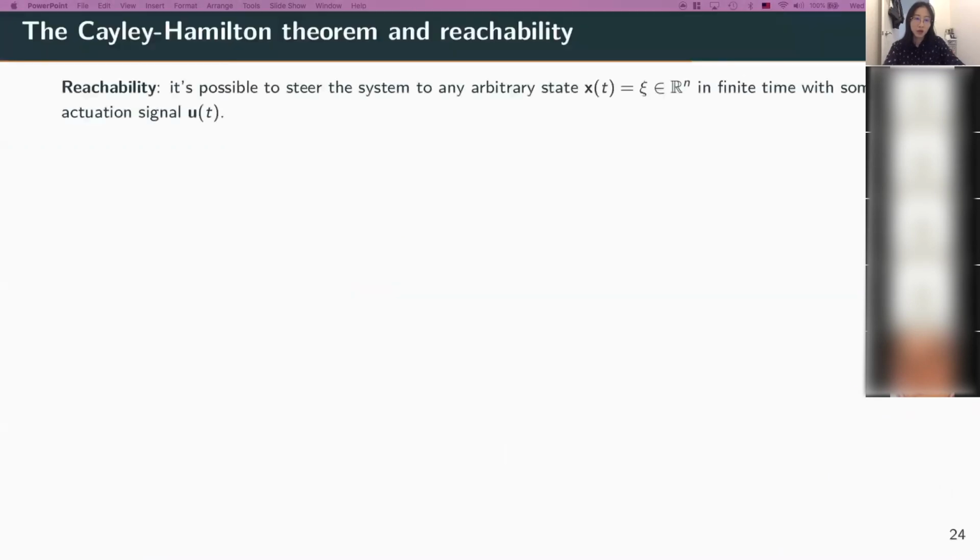Right. So previously I've said that the three conditions are equivalent, which are controllability, reachability, and arbitrary eigenvalue placement. So in this section, we're going to see the equivalence between controllability and reachability through the Cayley-Hamilton theorem. So reachability, to recap, says that if your system is controllable, then it's possible to steer the system to any arbitrary state x of t in Rn in finite time with some actuation signal u of t.